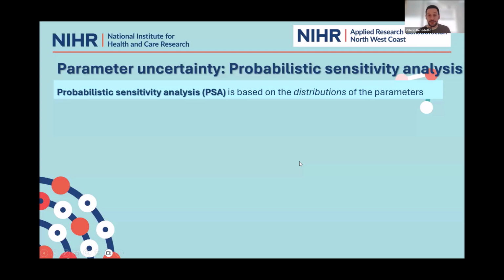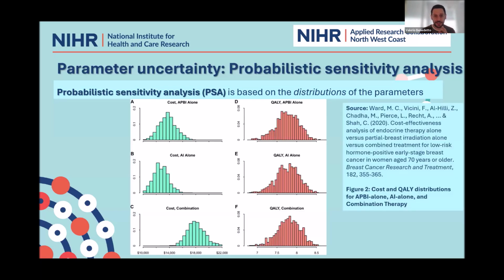So Andy was talking about deterministic sensitivity analysis, which often is accompanied by another type of sensitivity analysis, called probabilistic sensitivity analysis. It's a bit more complex to implement, and it's based on the distributions of the parameters. Now, I'm not expecting all of you to be familiar with the statistical terms, so I'm going to try to explain what we mean by distribution in statistics in a minute. But let's have a look at this figure together.